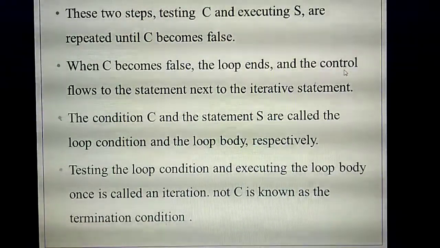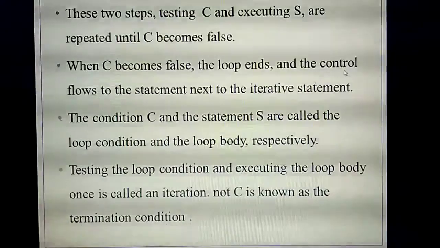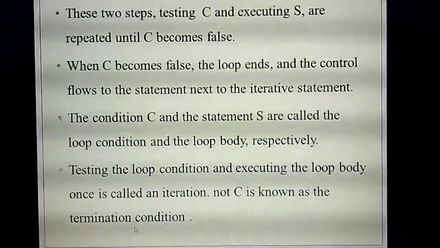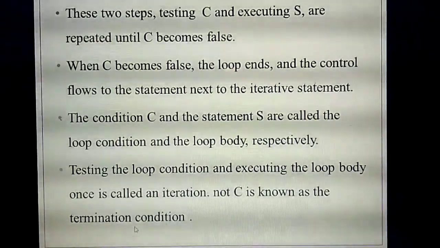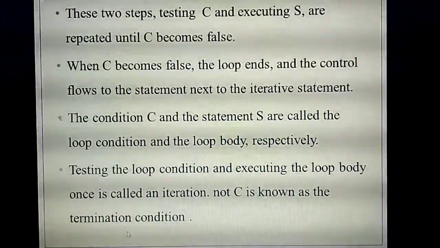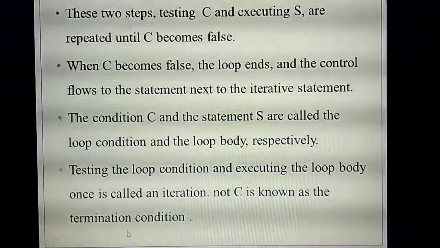Okay. When the condition becomes false, that we are calling as a termination condition. This is all very important. For example, if the condition is given 2 times, how many iterations will be there? 2 iterations. The third time the condition becomes false, it will come outside. That third time we are calling as a termination condition.